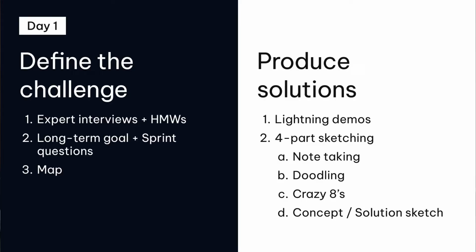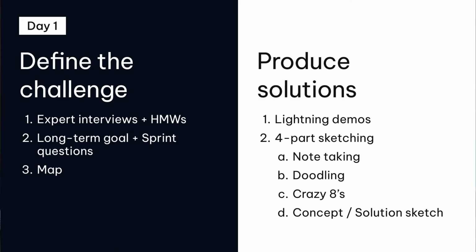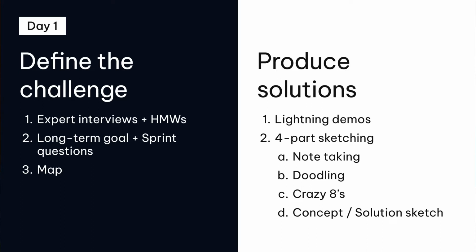And then the third exercise is the map, which personally, the map is the most exciting part of day one for me. It's really mapping out the entire workflow and process of how a business works and operates and where the specific challenges fall into and who are the key players inside of that process. The second half, producing solutions, starts with lightning demos. Now, lightning demos is just a way for team members to present inspiration, case studies, competitors, things that they see out in the real world that are being done really well and we want the team to align on.